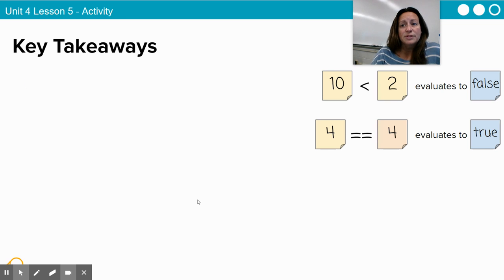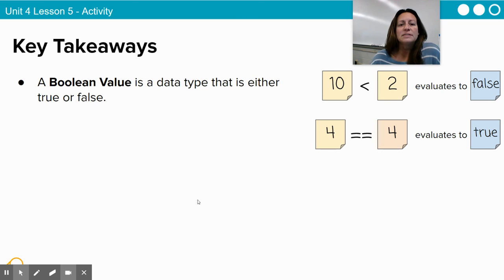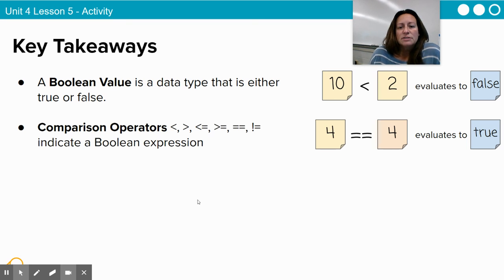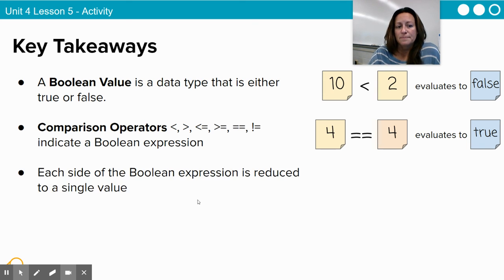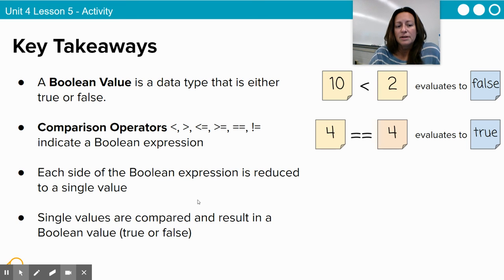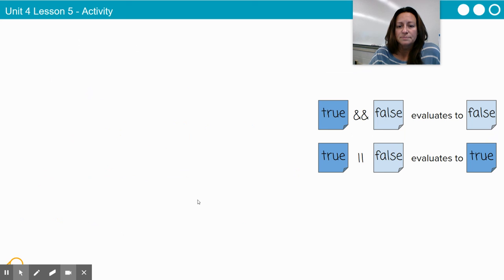All right, some key takeaways from this lesson. A Boolean value is a data type that is either true or false. Comparison operators, like less than, greater than, equal to, not equal to, less than or equal to, greater than or equal to, indicate that you are looking at a Boolean expression. Each side of a Boolean expression is reduced to a single value, and then the single values are compared and they always result in a Boolean value, true or false.